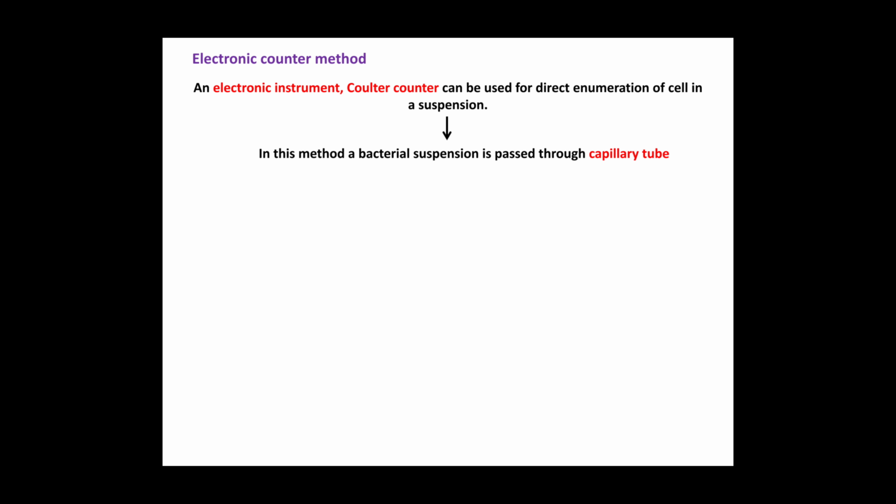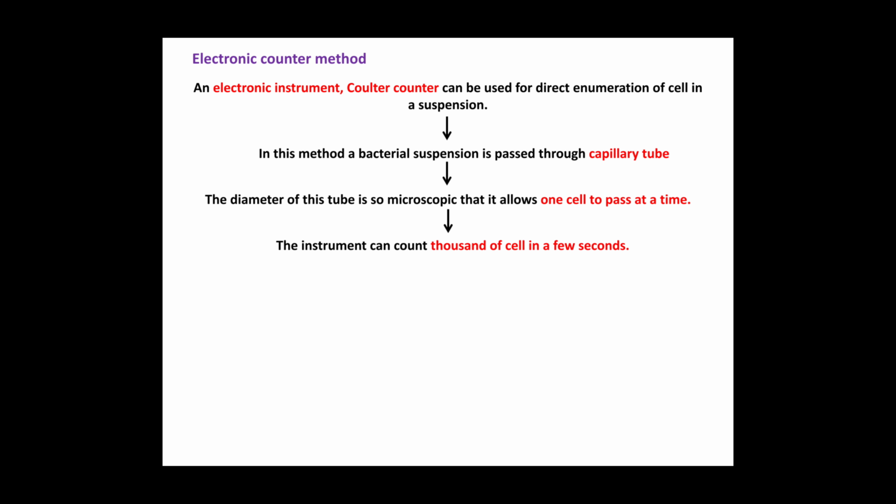The next method is the electronic counter method. An electronic instrument counter can be used for direct enumeration of cells in suspension. In this method, a bacterial suspension is passed through a capillary tube. The capillary tube has a diameter of microscopic size, and at a time one cell can pass through it. The instrument can count thousands of cells in a few seconds.